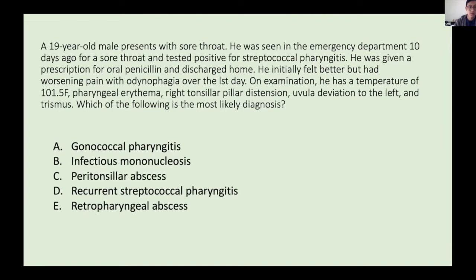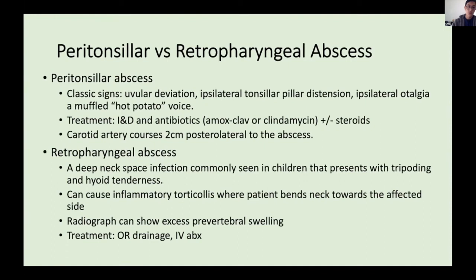So the answer is going to be C, peritonsillar abscess. Whenever you have a patient with persistent fevers despite taking antibiotics, or prolonged fever, you want to think about an underlying abscess. So peritonsillar versus retropharyngeal abscess. Peritonsillar abscesses will classically present with uvular deviation, an ipsilateral tonsillar pillar distension, ipsilateral otalgia, and a muffled hot potato voice. Treatment is with I&D and antibiotics.